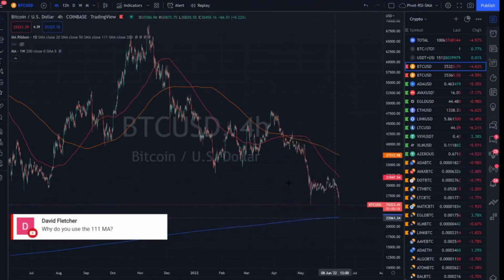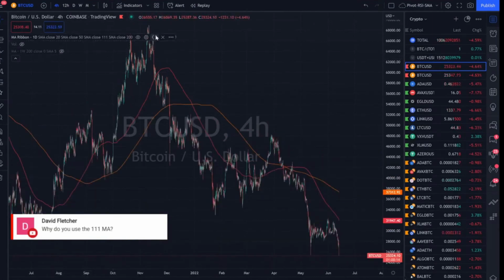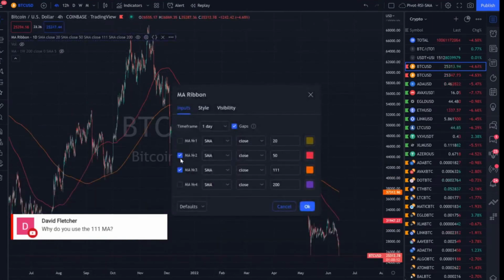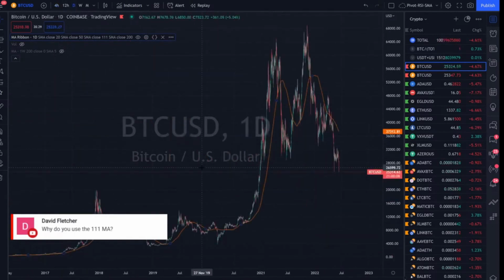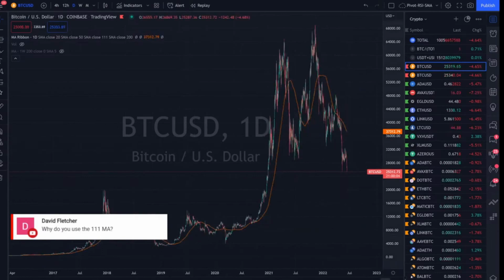I'm actually going to remove all these drawings. Just move everything, get rid of this. Get rid of everything but the 111, and that was the 120. I moved to the 111 from the 120 because the Pi cycle indicator uses the 111.